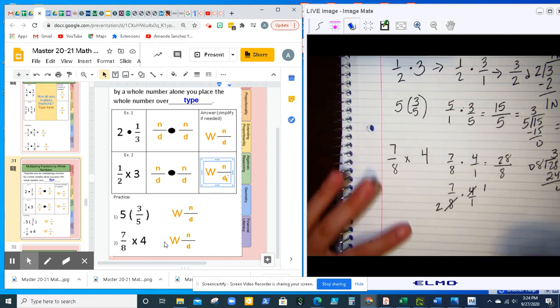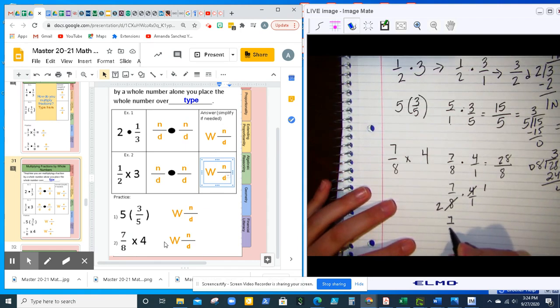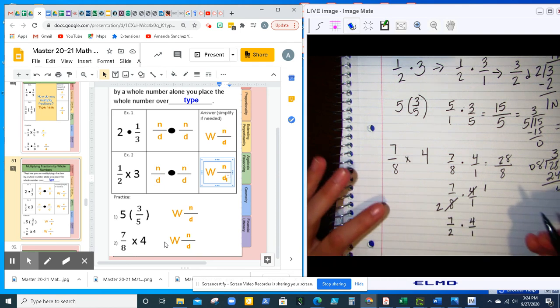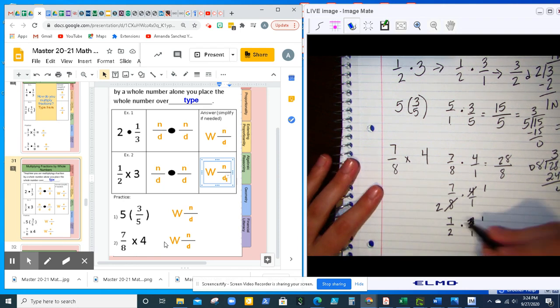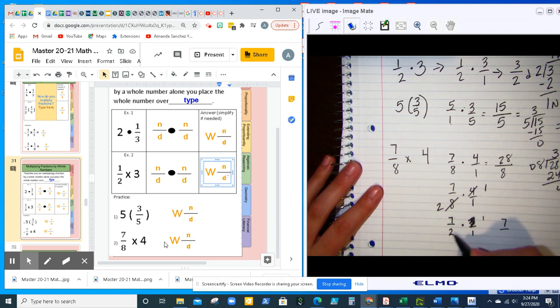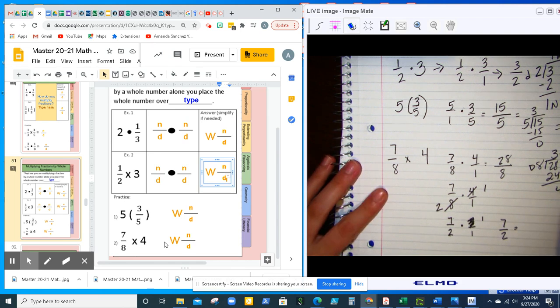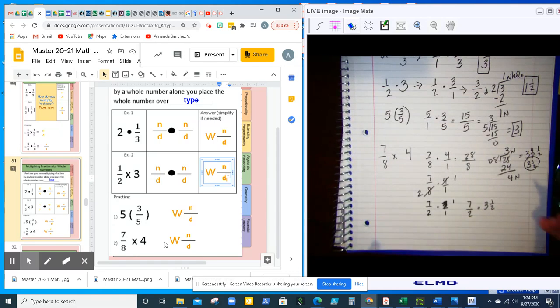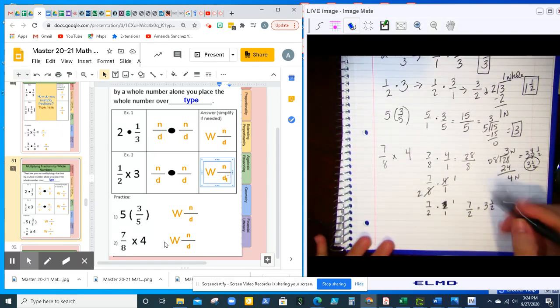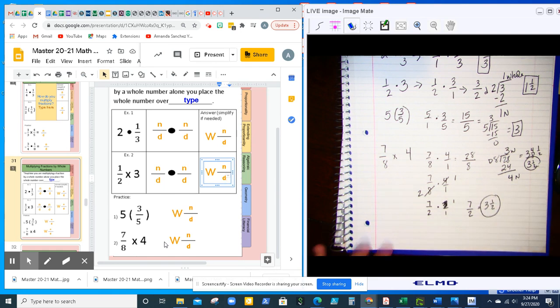So now my problem has simplified and it becomes 7 over 2, and this is 4 over 1, and then you can multiply across. So, oops, sorry, this changes to a 1. So 7 times 1 is 7, and 2 times 1 is 2. And then if you simplify it, you're supposed to get the 3 and 1/2, which we had gotten before, which is over here. Okay, that's another way to do these problems when you see that you can cancel while you're working. So over here, you're going to put 3 and 1/2.